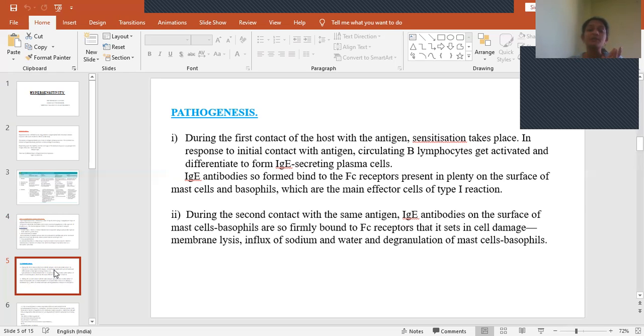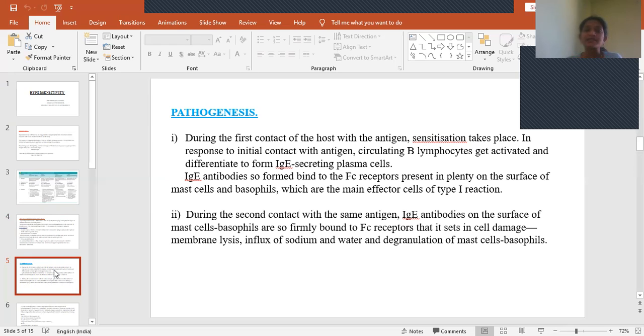Whatever circulating B lymphocytes are there, once this antigen comes in contact with the host cell, these B cells will get activated. Circulating B cells will get activated, and these B cells will be converted into plasmacytoid cells and then plasma cells. So these plasma cells will release immunoglobulin E. Okay, so the IgE antibodies which are formed will bind to Fc receptor.